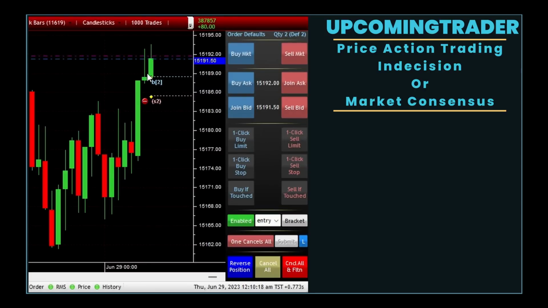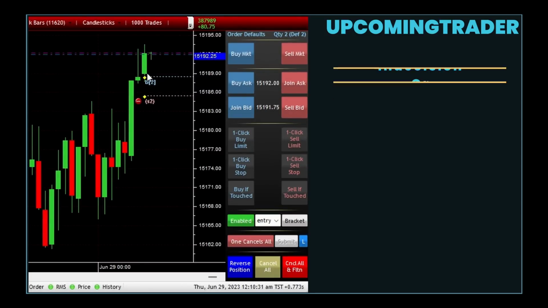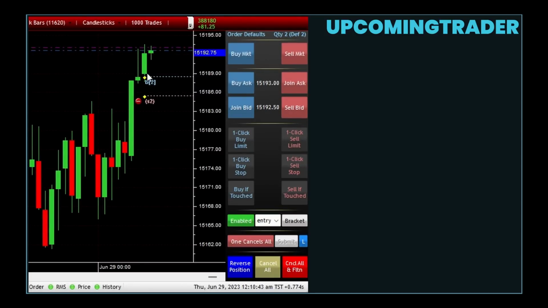E-mini Nasdaq futures. Is flat price movement or consolidation a sign of indecision?